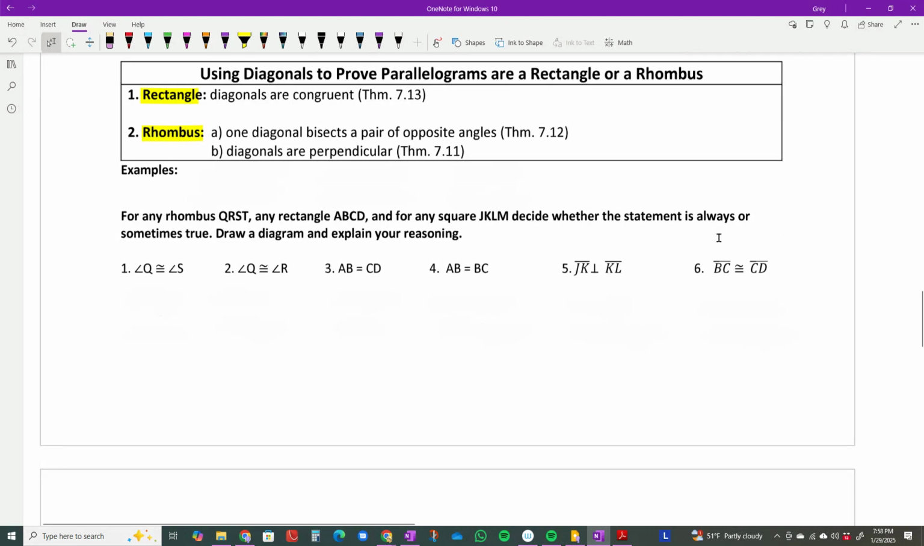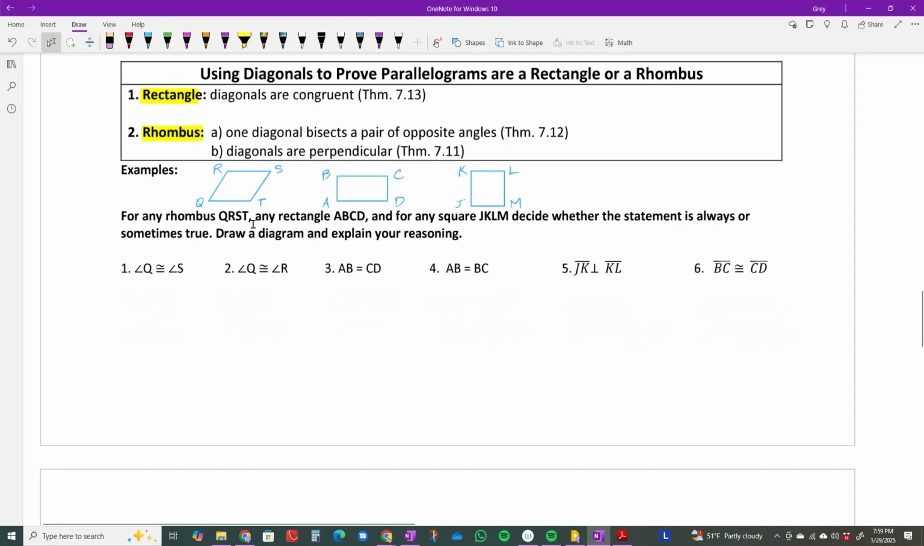So you want to pick up your pencil. For any rhombus QRST, any rectangle ABCD, for any square JKLM, decide whether the statement is always or sometimes true. Draw a diagram and explain your reasoning. Well, I'm going to draw my diagrams to begin with. So I'm going to have a rhombus QRST, a rectangle ABCD, and a square JKLM.